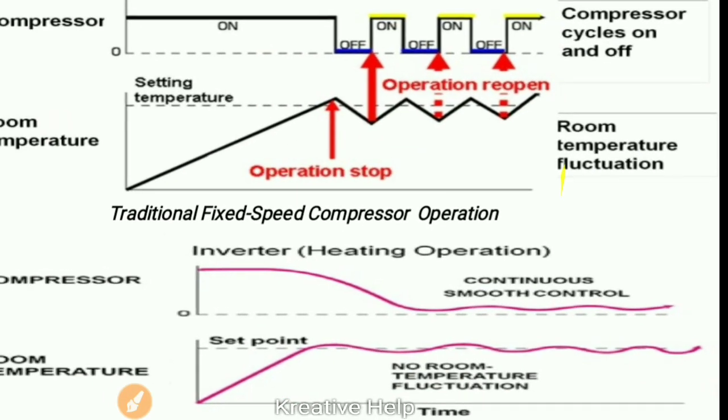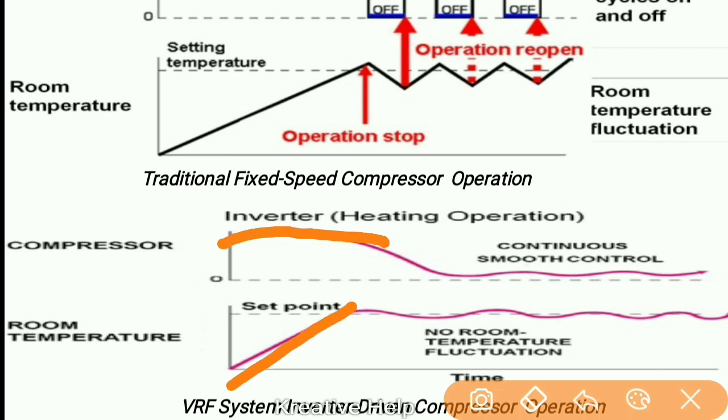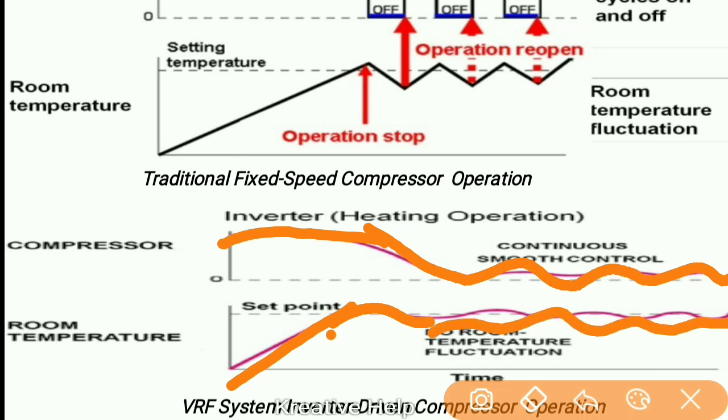But in the inverter system, you can see the compressor works smoothly and continuously. When the compressor starts, it goes from the start to the set point like that. If the temperature of the room goes down, the compressor works smoothly like that, going down until it maintains the temperature. So as per the requirement, both work together at the same time.